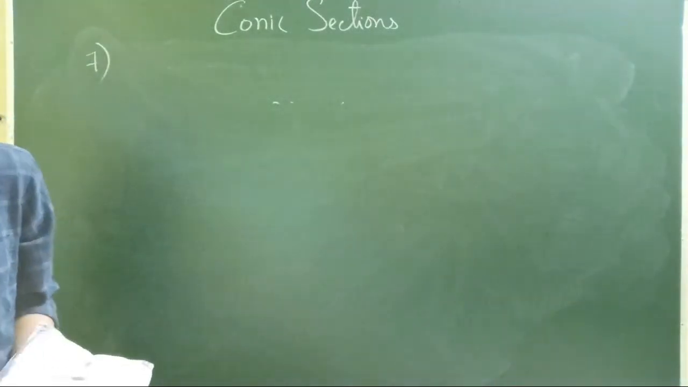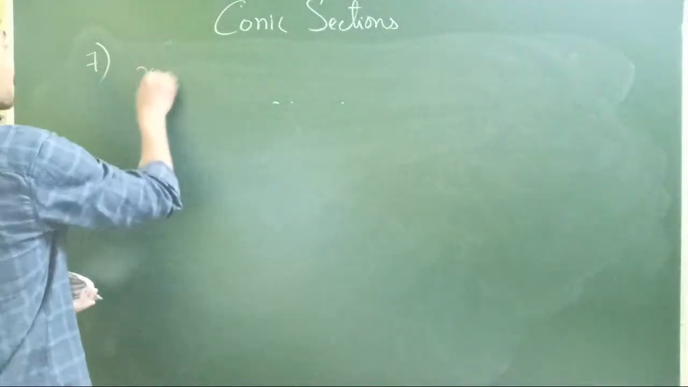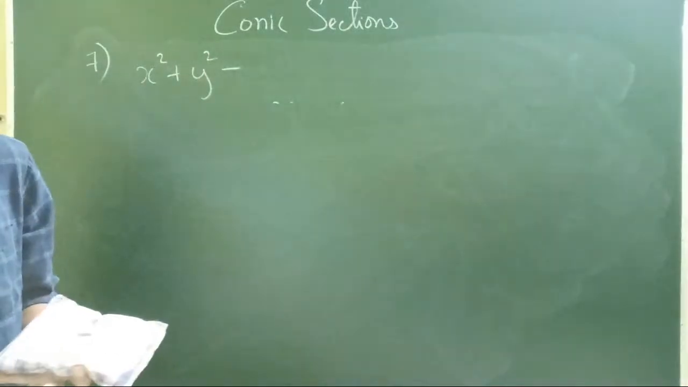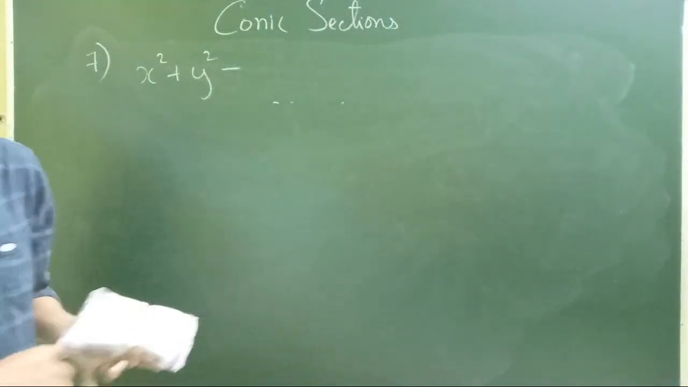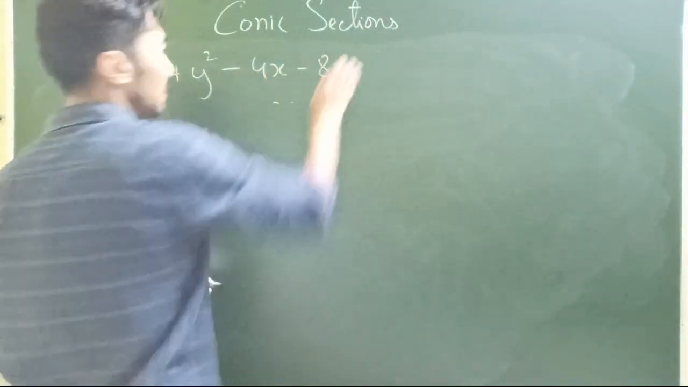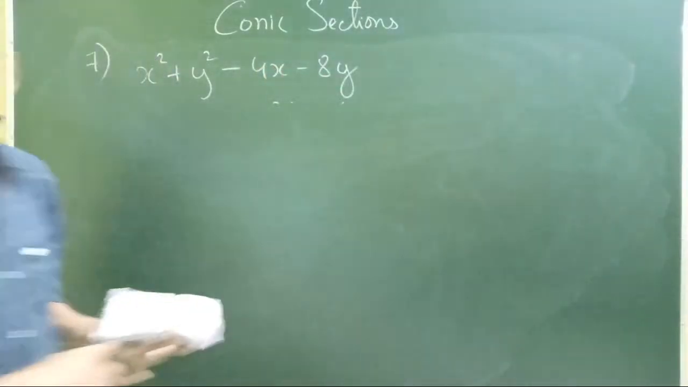Alright, number 7: x square plus y square minus 4x minus 8y minus 45 equal to 0.